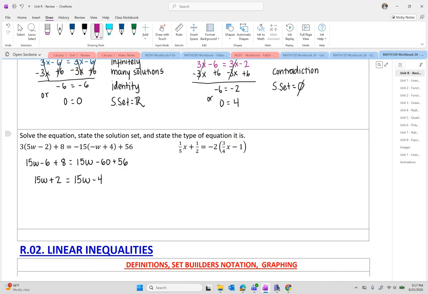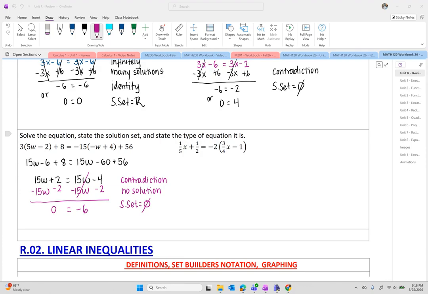If I subtract 15w to move it from the right to the left, I will get 0 for the variable term equals. If I want to move the 2 from the left to the right, I will subtract 2 and I will get 0 equal to negative 6. I could have stopped after I subtracted 15w, or I can just stop now after I have done all the work. This is a contradiction, it has no solutions, and the solution set is the empty set.